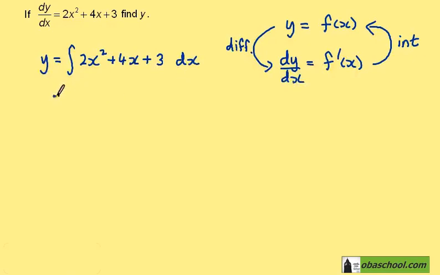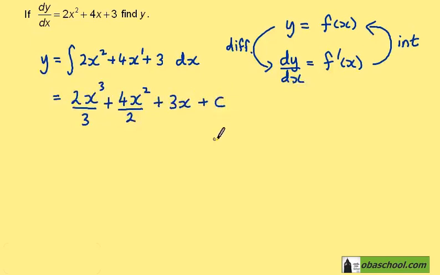Taking each term at a time, we write down the 2, increase the power on x by 1, and divide by the new power. The same here: write down the 4, increase the power by 1, and divide by the new power. The constant 3 will just become 3x, and we need our arbitrary constant.